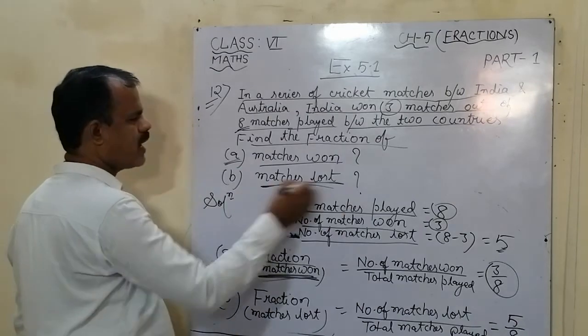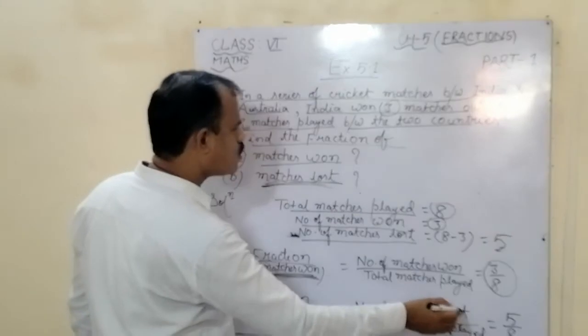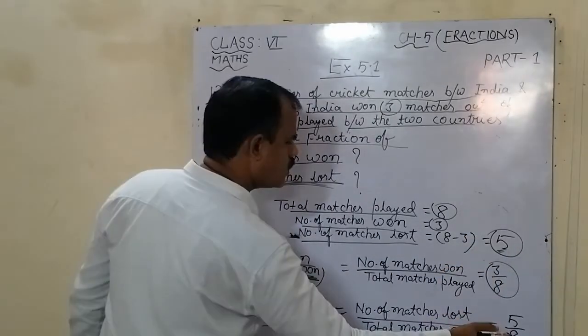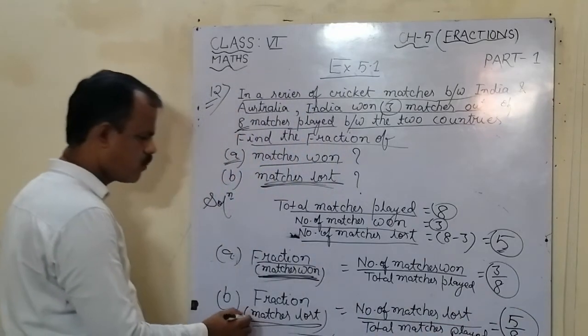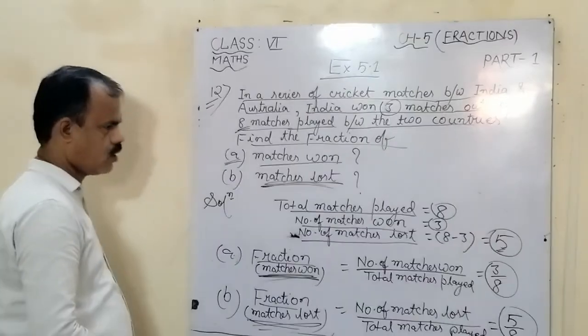Next, D part, matches lost. Fraction of matches lost. So number of matches lost is 5 and total matches played 8. So 5 by 8 represents the fraction of matches lost.